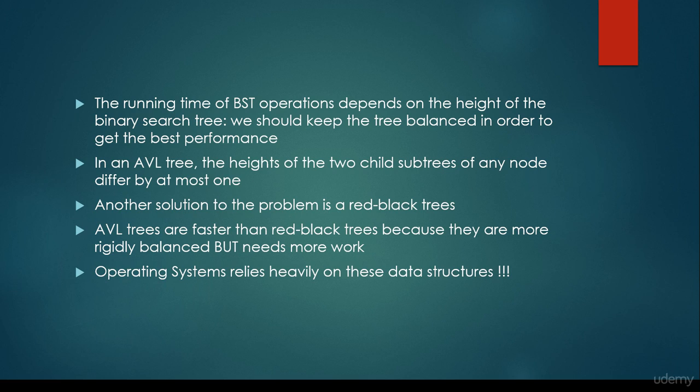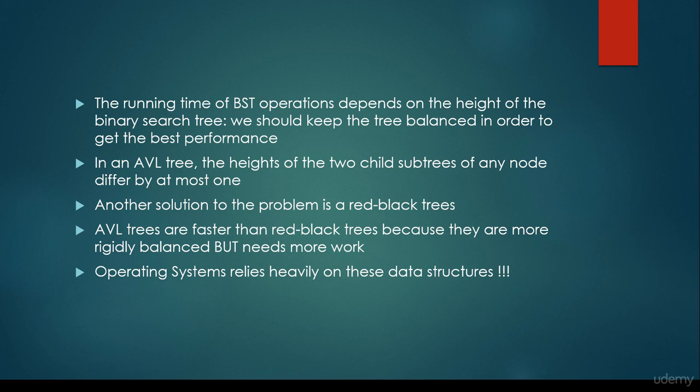AVL trees are slower to construct than red-black trees because they are more rigidly balanced. We check on every insertion whether the tree is balanced or not, and if it's not balanced, then we make it balanced with the help of rotations. So it is quite counterintuitive, but it takes more time to construct an AVL tree. So in this sense, AVL trees are slower than red-black trees. But on the other hand, because AVL trees are more balanced than red-black trees, search operations are going to be faster.